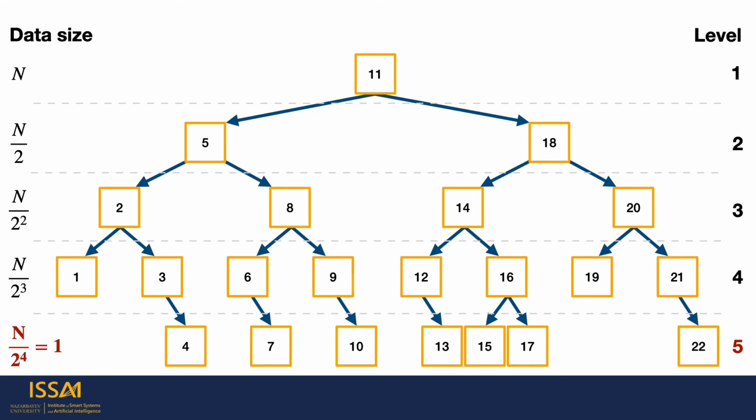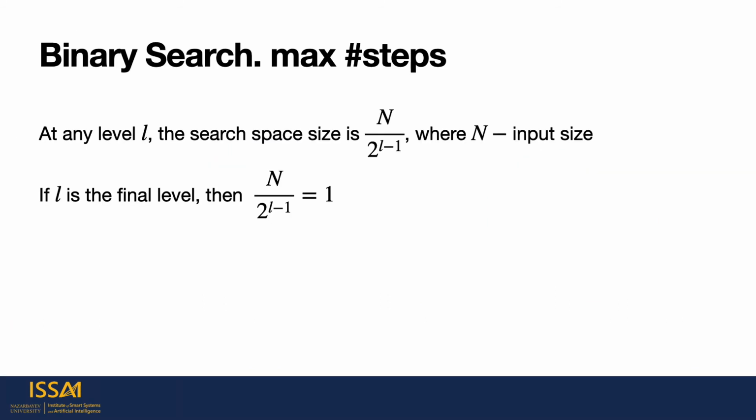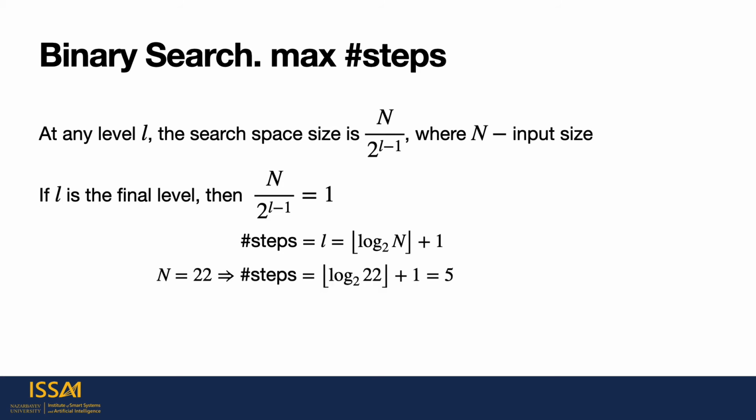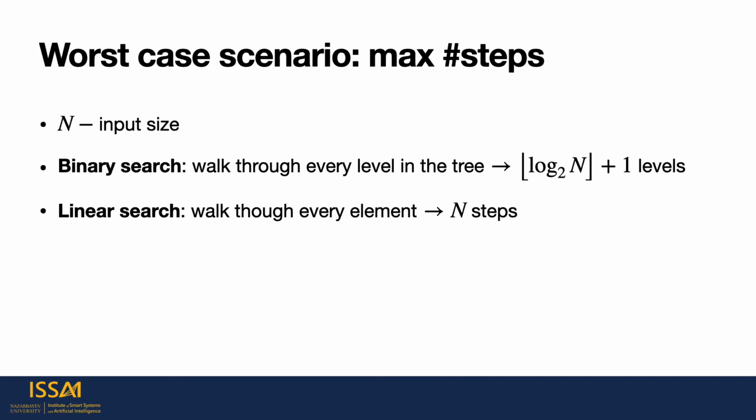As we know, the search space at the last level consists of a single element. So if L is the index of the final level, then we can set the equation to 1 and express L as log base 2 of n plus 1. So in the worst case, the algorithm takes log base 2 of n plus 1 steps. To verify, let's set n to 22, and we see that the maximum number of steps is indeed 5. To sum up, if n is the input size, then the maximum number of steps for binary search is log base 2 of n plus 1, while for linear search, it is simply n.